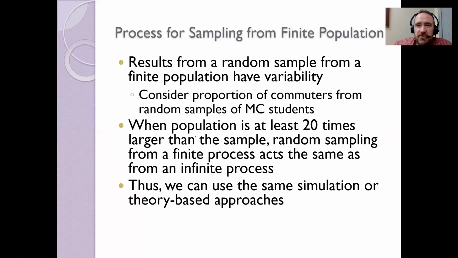So results from a random sample from a finite population have variability. For example, if I took a sample of Maryville College students and looked at the proportion of commuters, and you took a random sample of Maryville College students and looked at the proportion of commuters, we wouldn't have the same proportion, but they should both be in the same neighborhood, right? So that's something that's worth noting. There is variability. When the population is at least 20 times larger than the sample, random sampling from a finite process acts the same as from an infinite process.